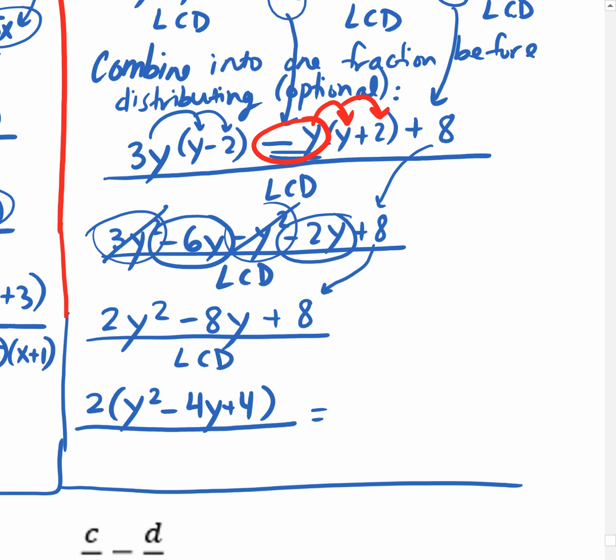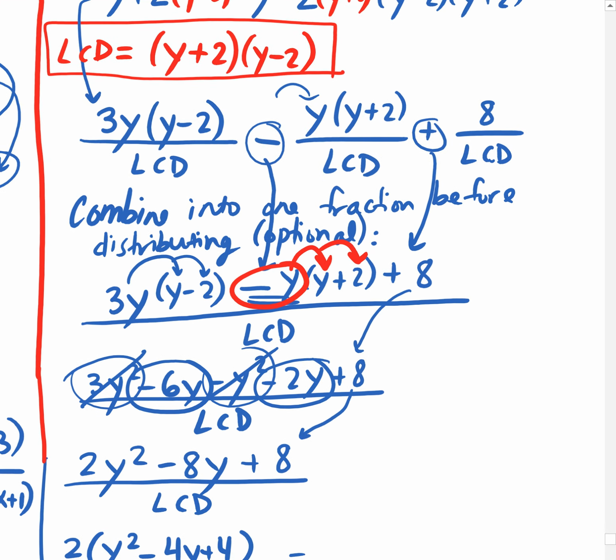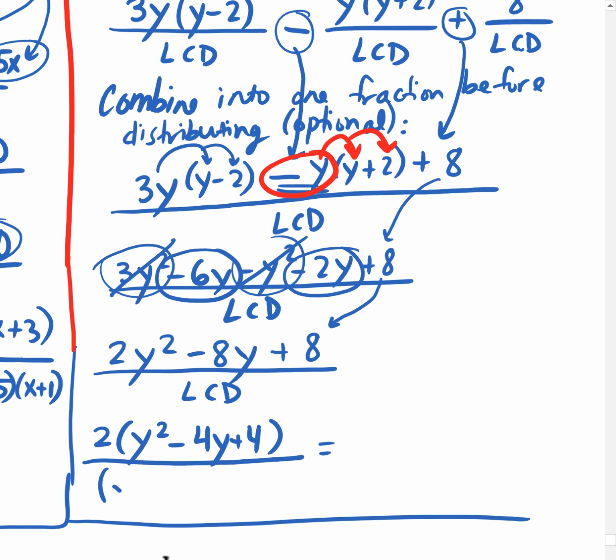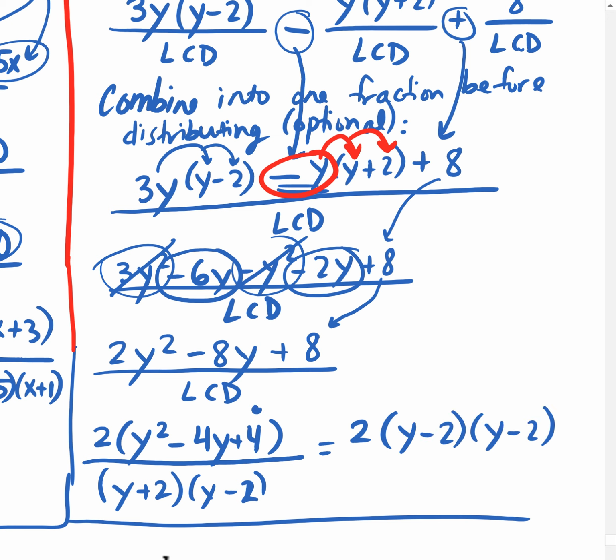But now that I'm trying to reduce, I'm going to rewrite the LCD. What was the LCD again? I already forgot. Oh yeah, y minus 2, y plus 2, and of course, not necessarily in that order. It doesn't matter. Alright, and then the numerator had the y squared minus 4y plus 4. But that factors into y minus 2, y minus 2, because those are the two numbers that multiply to 4 but add up to negative 4.